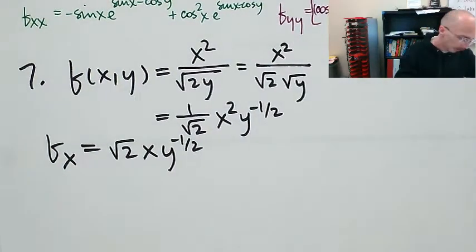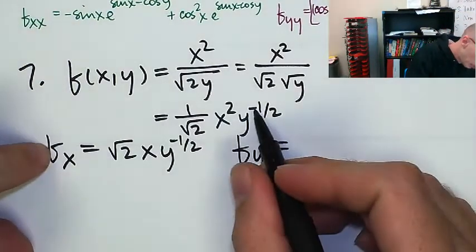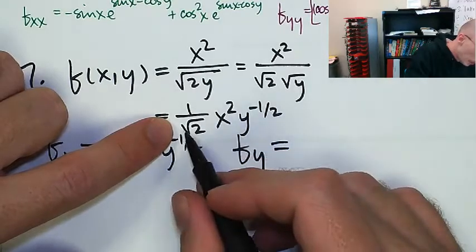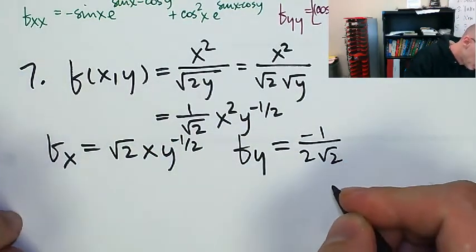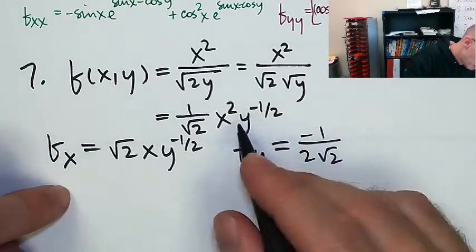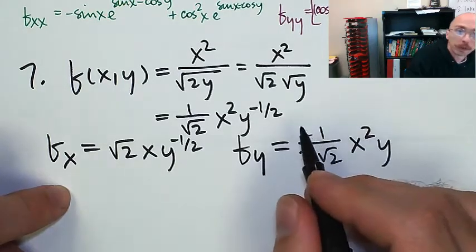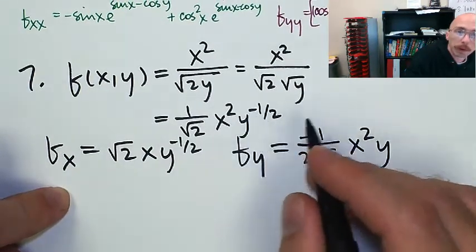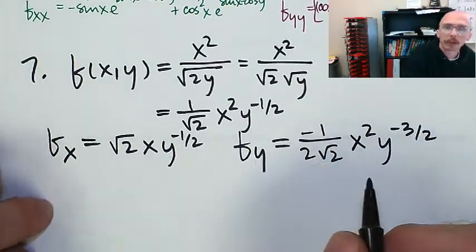All right, so then I'm going to take the derivative with respect to y, and what's going to happen here? Okay, negative 1/2, so negative 1 over 2 root 2, times, well, x squared is going to stay the same, and y, I'm going to reduce the power by 1, subtract 1 from the power, that would be negative 3/2. And, well, that's good enough for us.